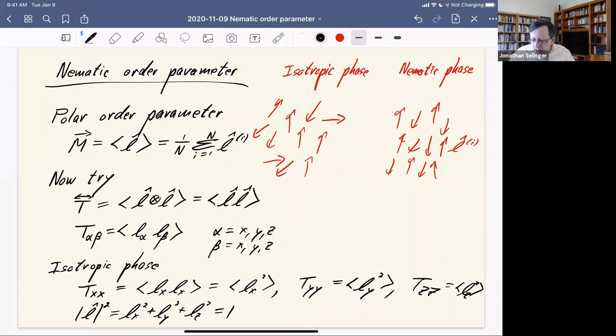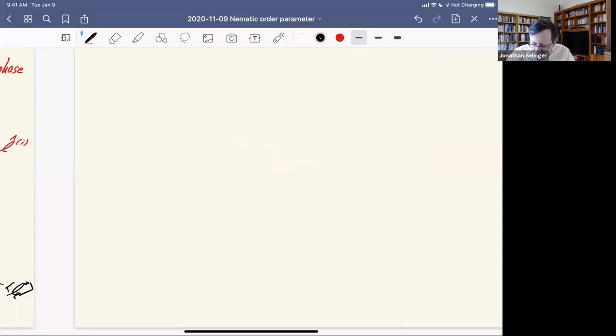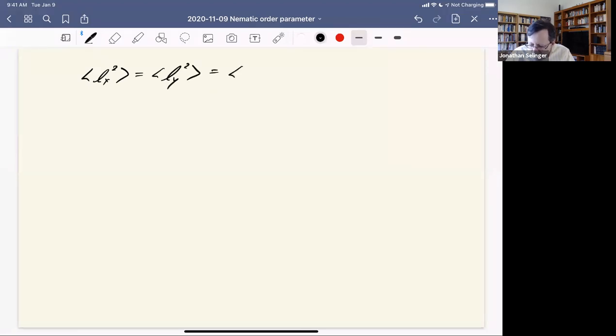Okay. What else do we know, right? Well, we know that the isotropic phase is isotropic. That is, all directions are the same. So because all directions are the same on a statistical average, we must have that the average of Lx squared is equal to the average of Ly squared and equal to the average of Lz squared. If they weren't equal, then the phase wouldn't be isotropic. So we have three numbers which are all equal to each other and they have to add up to 1. So the numbers must be 1/3, each of them.